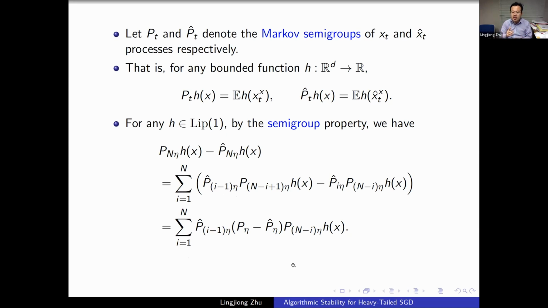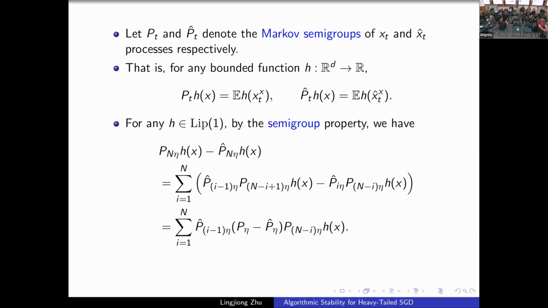If you want to analyze the third line, you will notice something. First, this term shows up: P_eta minus P_eta hat. That's just one step of the Markov semigroup for the two processes. Now, for this term here, you need to show it's small. Why is it small?